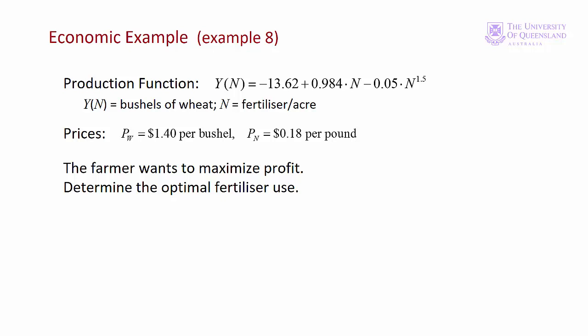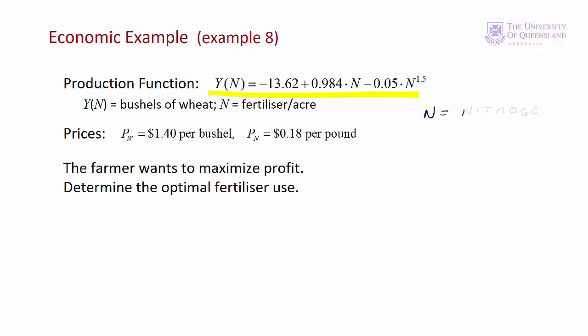This is example 8 from lecture 6. We have an optimization problem. A farmer wants to maximize a profit from a crop of wheat that depends on the amount of nitrogen or fertilizer applied to the crop. We have a production function where the yield depends on the amount of nitrogen. We have the equation there.